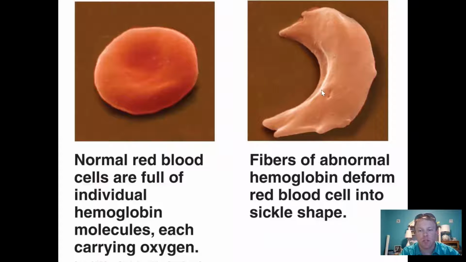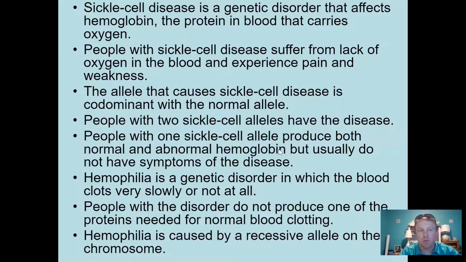So here's a sickle cell. This is a normal blood cell, okay? See the difference? All right, sickle cell disease or sickle cell anemia is a genetic disorder that affects hemoglobin, the protein in the blood that carries oxygen, so the cells can't carry oxygen properly. People with sickle cell disease suffer from lack of oxygen in the blood and experience pain and weakness.